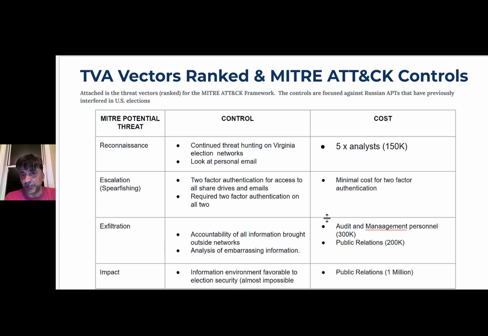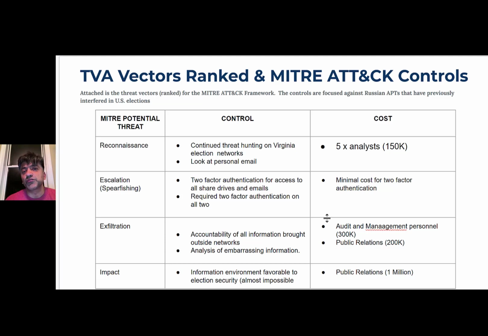Next is escalation, and this is spear phishing. This is how the Russian APTs infiltrated into the 2016 election. It's probably a good way that they'll infiltrate maybe some of the back end equipment for the Virginia Election Authority.